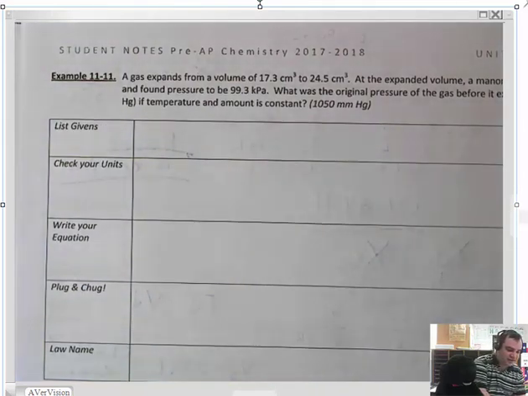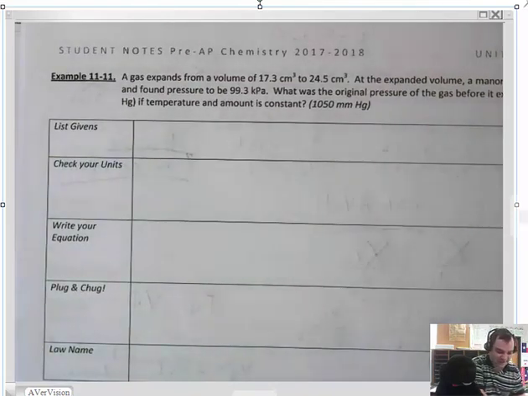Okay, Mr. Harden here. We're going to continue doing some more gas law problems here with the combined gas law. And Darian's here to hang out with us too.